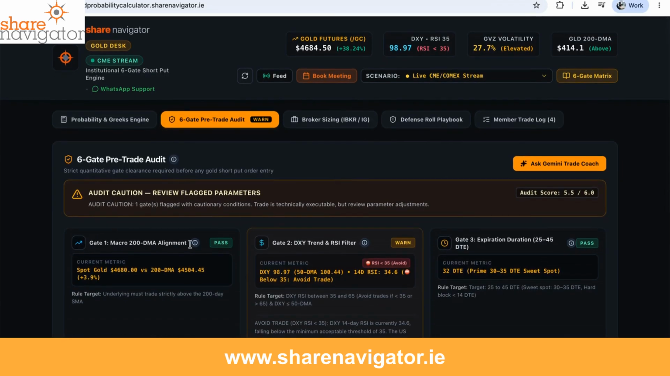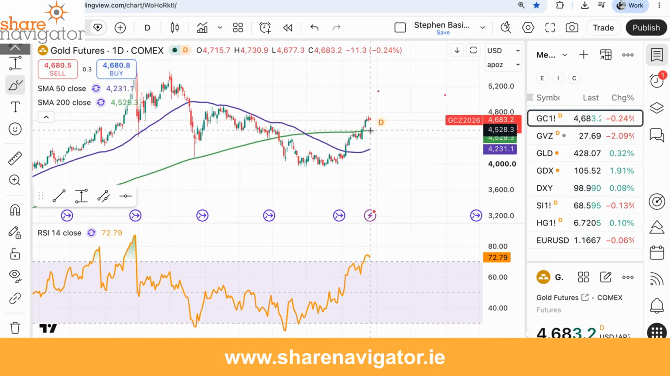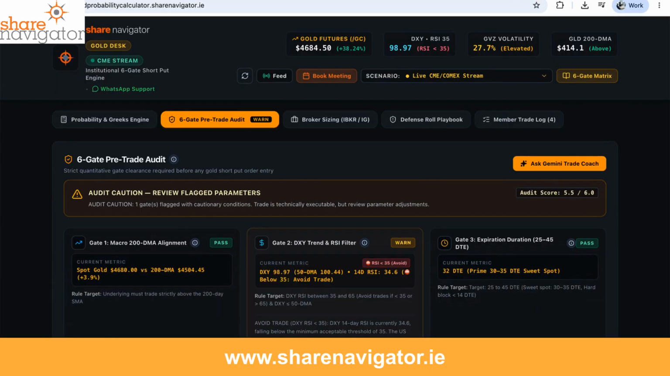So the first gate here, you can see we passed. This is where we want the gold price to be above its 200-day moving average. So it's very simple. If gold is not above its 200-day moving average, we're not interested. So going back to gold prices here, this green line is its 200-day moving average. You can see right now the price is above it. So the great news for you is this system automatically checks that for you. You don't have to go checking a chart or anything. It will tell you whether it's above it or not.